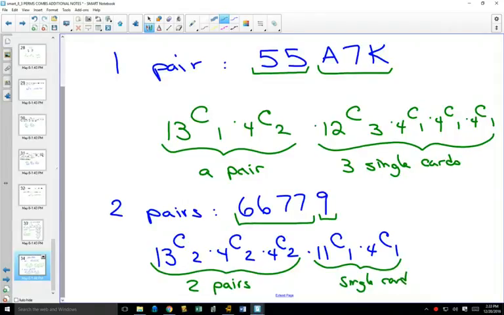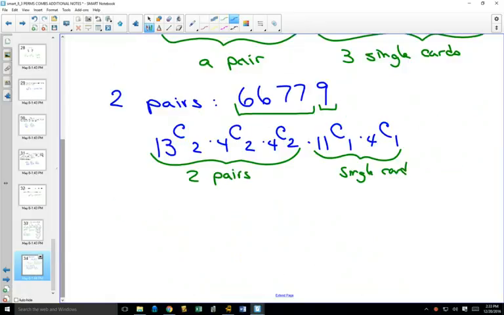Now that single card, if you think my 6s and 7s have already been used up, I have to take those 8 cards out of the deck, I would have 44 cards left. I could just do 44 choose 1. That would be the same as 11 choose 1 times 4 choose 1 if I wanted. But this keeps the pattern idea the same. If you figure out what this number is, it's substantially less than the first one because it is less likely to get 2 pairs than it is to get 1 pair.